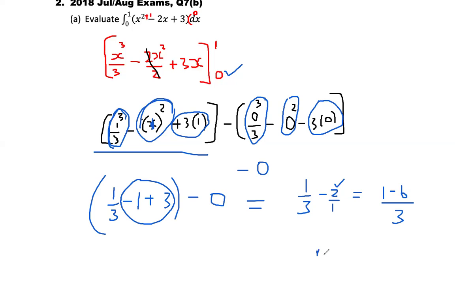And what do we have as the answer? We have negative 5 over 3 as our final answer.